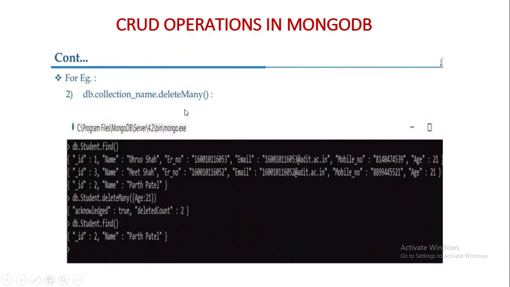Like that, we can use deleteMany. For deleteMany, we have these 3 documents. Now we are going to delete many documents having the age 21. So here, 2 documents have the age 21, so it is going to delete 2 documents. After executing this deleteMany, we use the command find. It will retrieve the documents from the database. Now in my collection, after deleting the 2 documents, it has only one document, that is the one document with ID 2, name Parth Patel. So it shows the actual results.